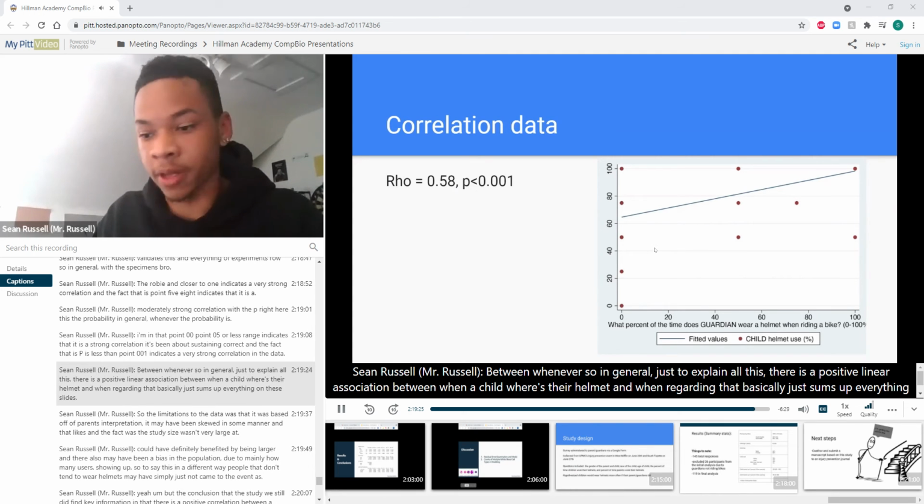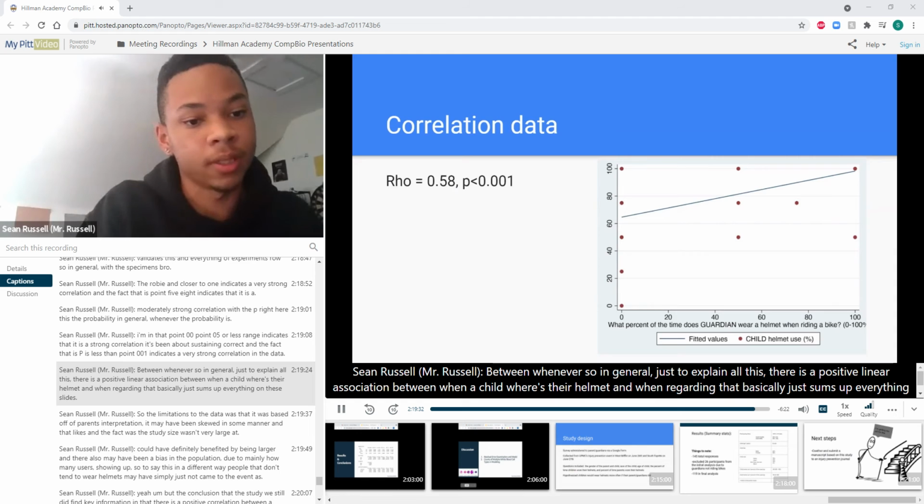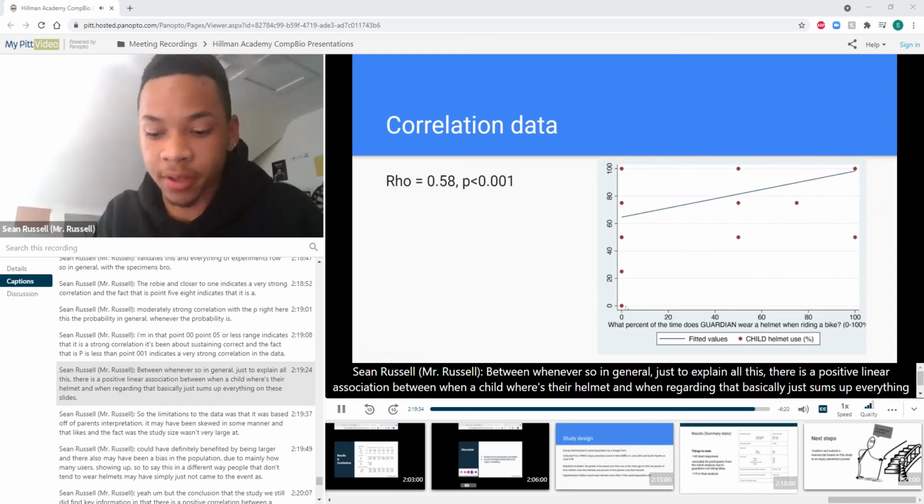So in general, just to explain all this, there is a positive linear association between when a child wears their helmet and when their guardian wears their helmet. That basically sums up everything on these slides.